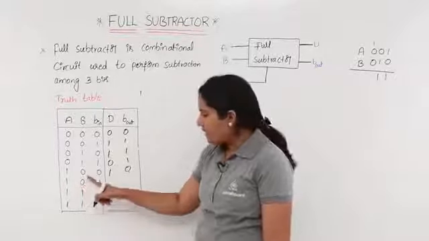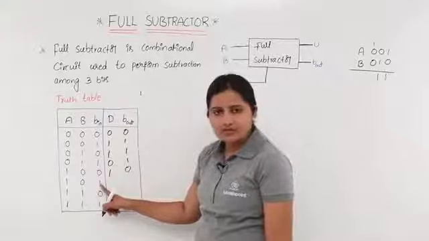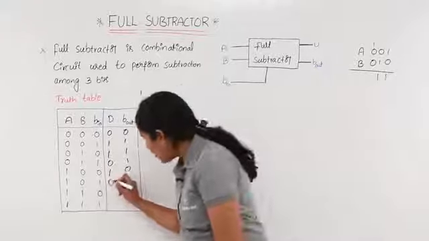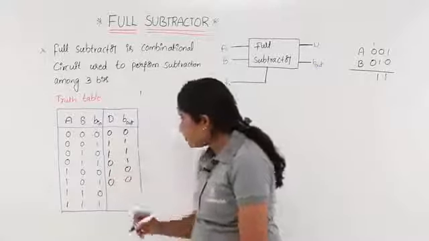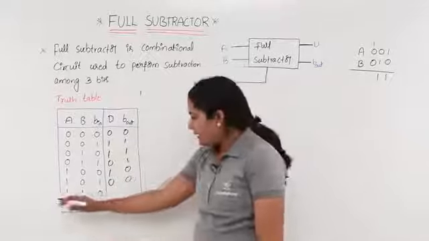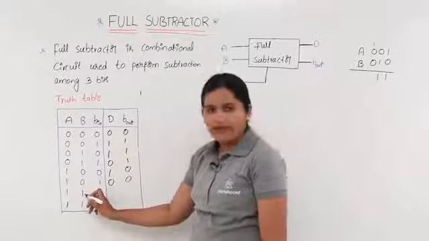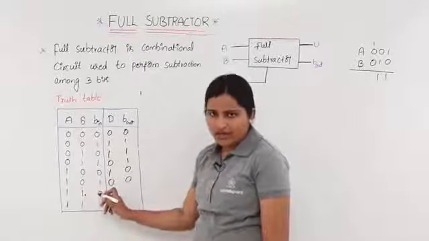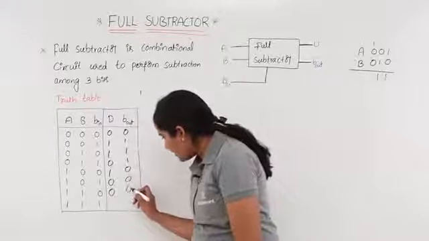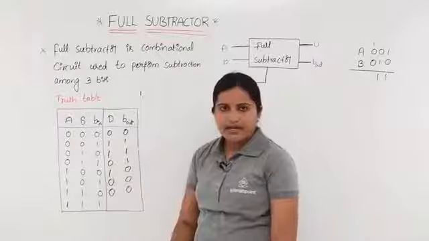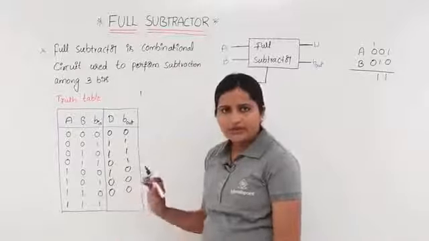So again you are doing 1 minus 1, which means difference goes to 0. In any case where you are not having any borrow, you need to put 0 in the borrow place. And here 1 minus 1 you are having 0, 0 minus 0 you are having 0. So in this case also difference became 0, and you are not having any borrow in this case of subtraction. So you just put 0 in the borrow place.